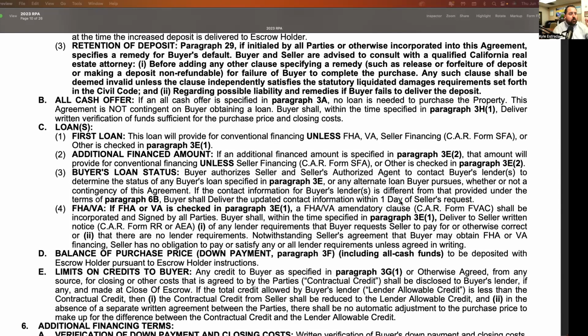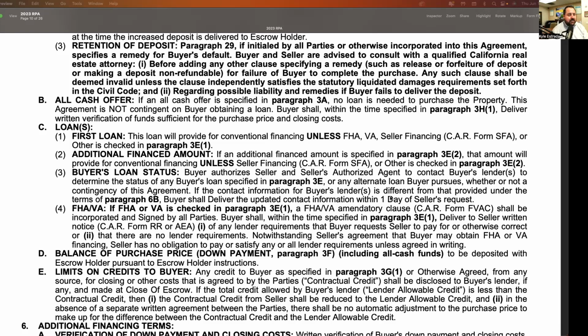First loan. This loan will provide for conventional financing unless FHA, VA, or seller financing or other is checked in paragraph 3E. So the default in the contract means the way the contract comes is it's going to be conventional financing unless you check something different. Additional finance amount. If an additional finance amount is specified in paragraph 3E2, that was the second loan that we talked about, that amount will provide for conventional financing unless seller financing or other is checked.